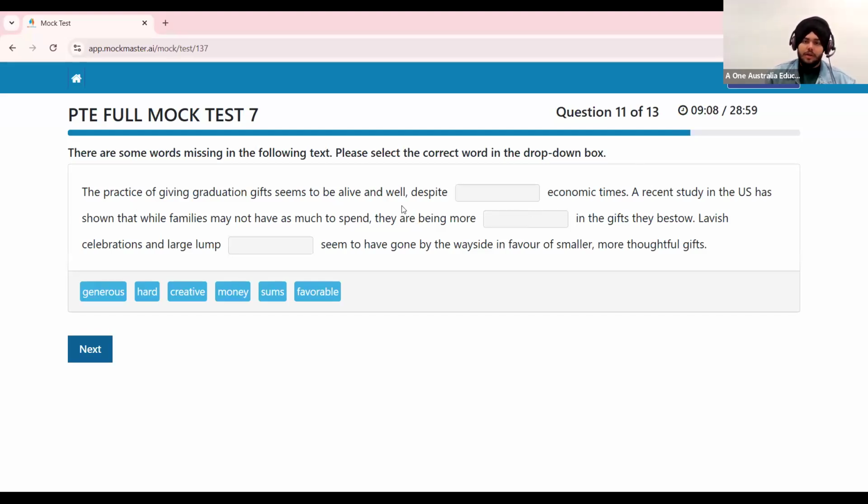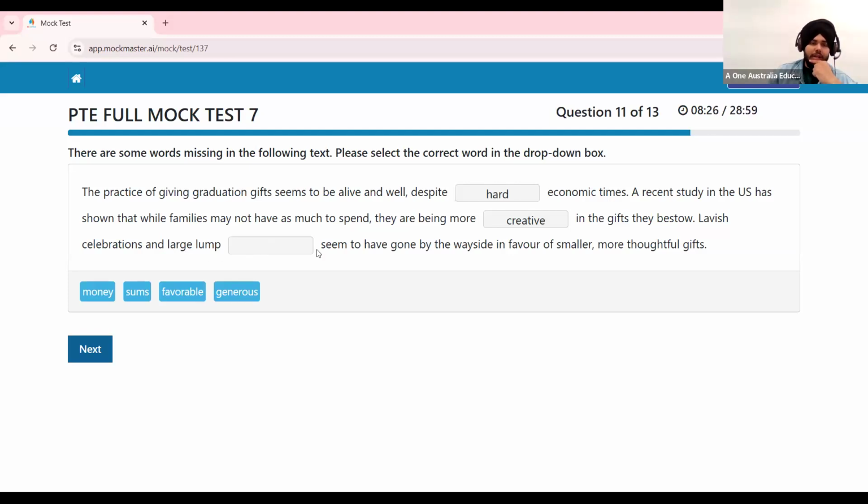So here, now see guys, despite [blank] economic times, if you want, you can just read this much. Let's read a little bit more. The practice of giving graduation gifts seems to be alive and well, despite, I can say, hard economic times. Then they are being more [blank] in the gifts they bestow. Now I can say they are being more generous or they are being more creative. Let's read a little bit more to find if the sentence is positive or negative. While families may not have as much to spend, they are being more creative. So they do not have much to spend. That is why they are being more creative.